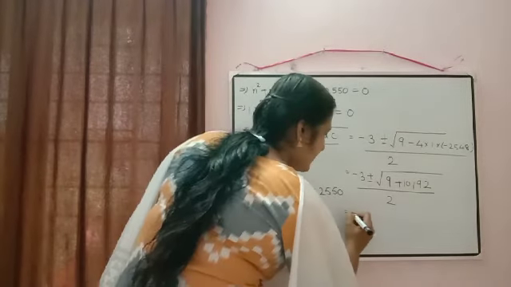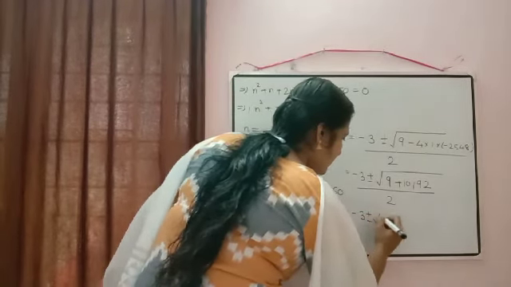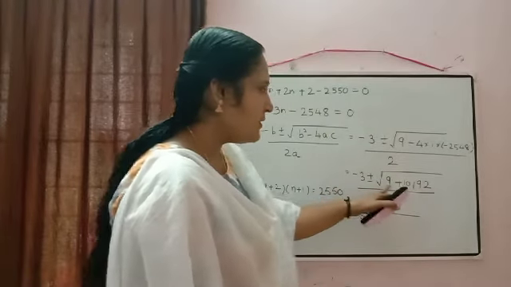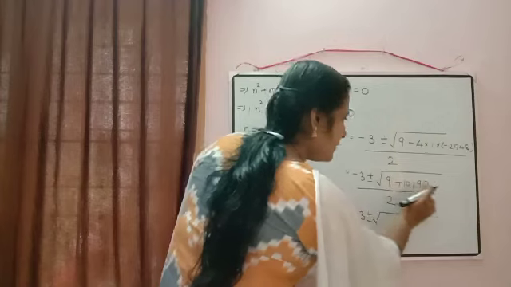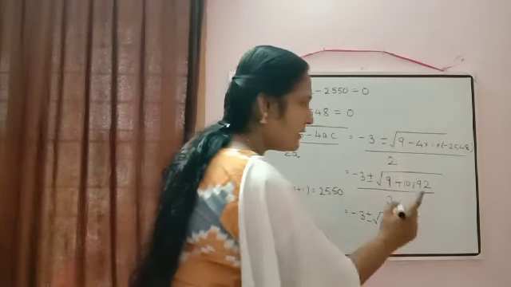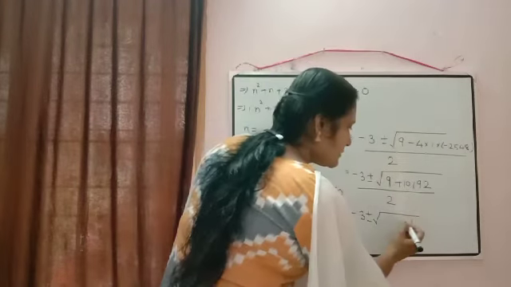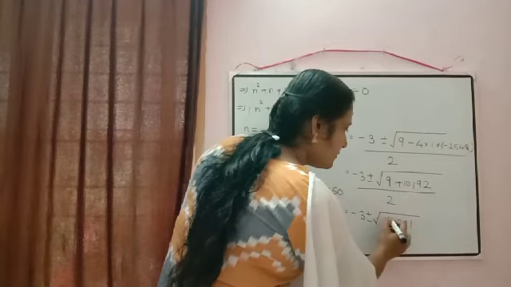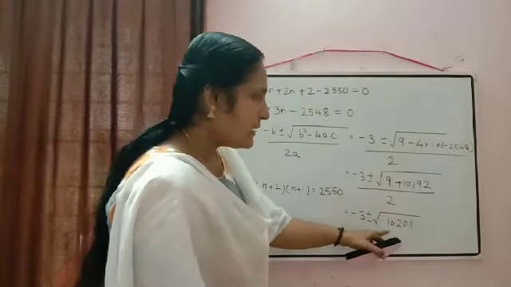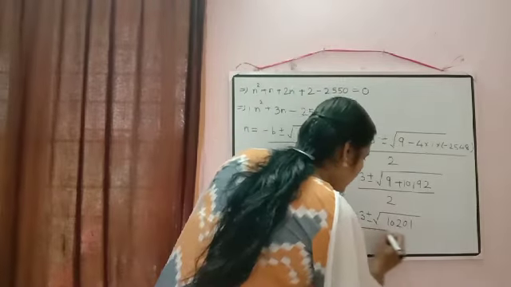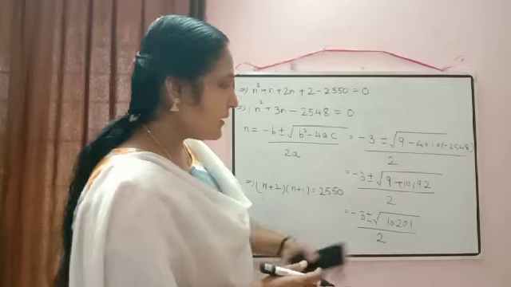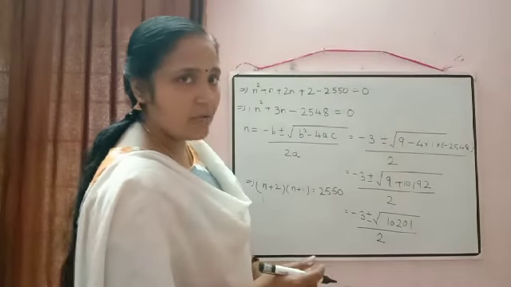Now here it will be equal to minus 3 plus or minus square root of 10,192 plus 9. So it will be equal to 9 plus 2, 11, carry over 1. So 9 plus 1 will be equal to 10, carry over 1. Then here it will be equal to 2. So we are getting here 10,201 by 2. Now we have to find out what is the square root of 10,201.